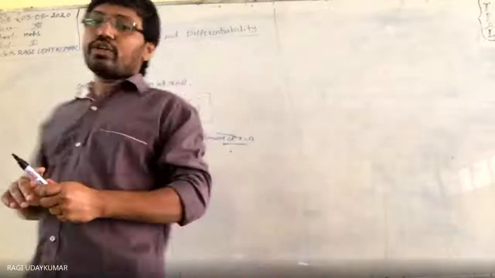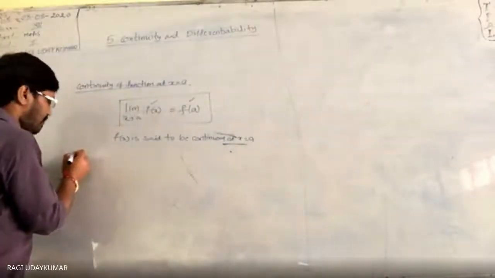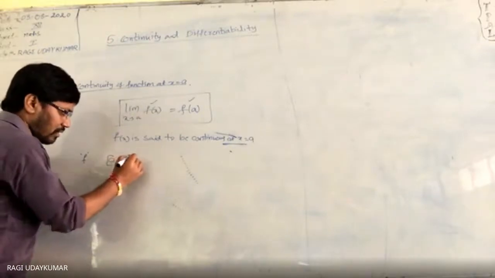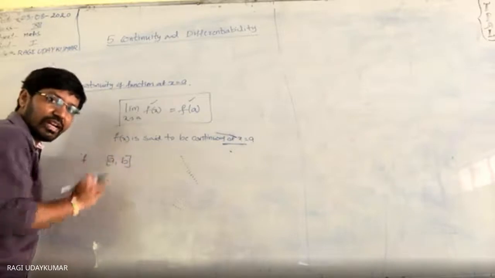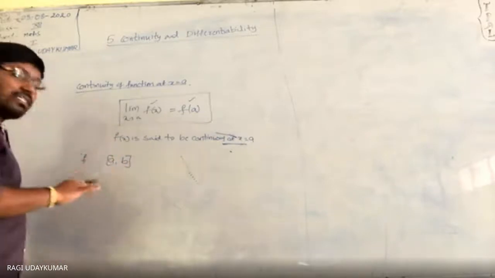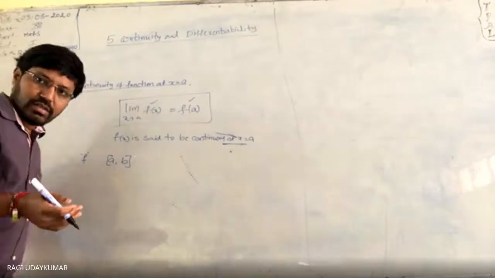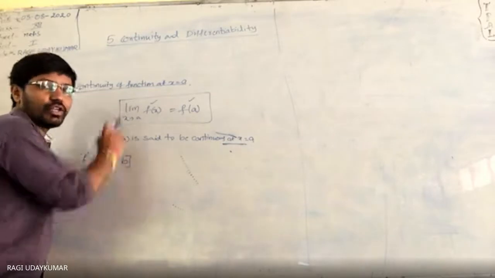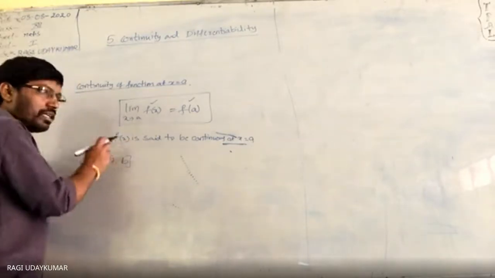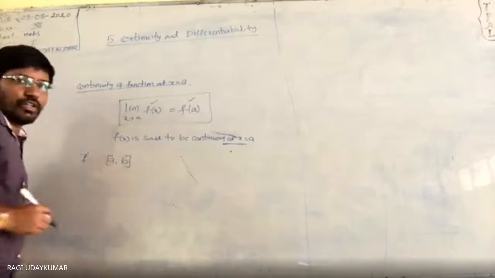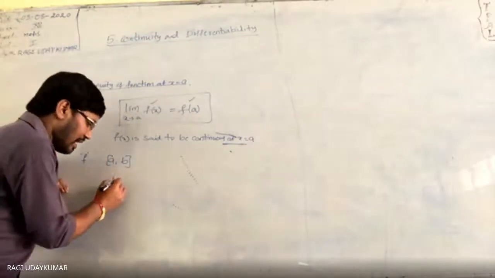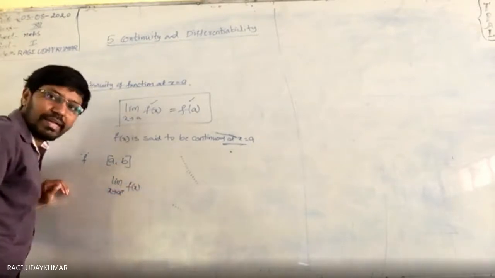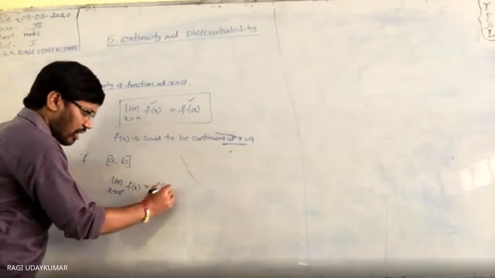Now, a continuous function is nothing but, if f is a function defined in a closed interval a comma b, this is the domain, then this function is said to be continuous if at every point in this interval it is continuous. To check that, limit x tends to a plus of f of x should be equal to f of a.